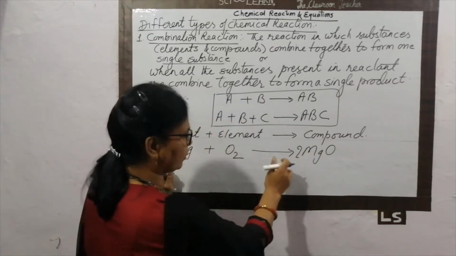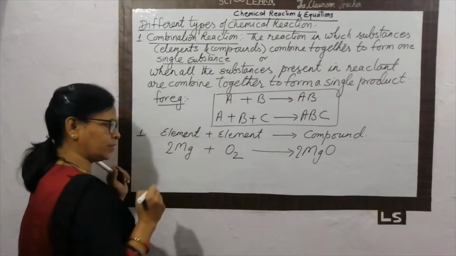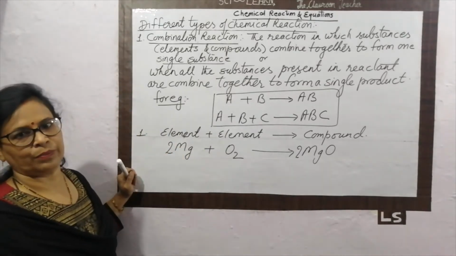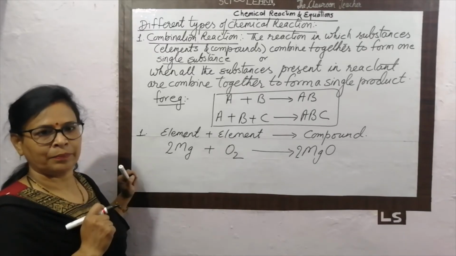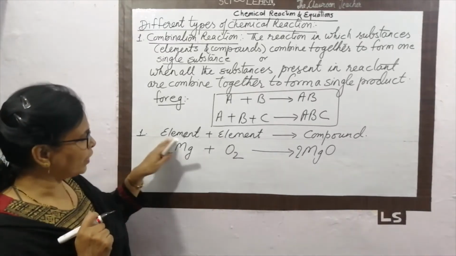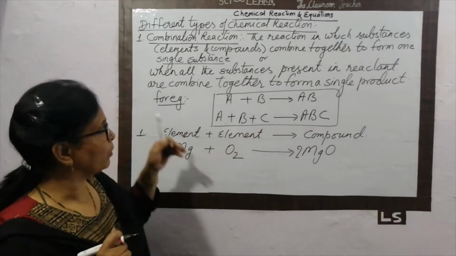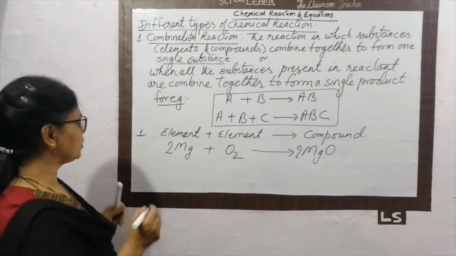Now oxygen is 2 and 2. But Mg is 2 here, so we have to put one more 2 here. It is a balanced chemical equation. I don't think it is tough, but we have to practice it. So this is the combination of element and element to form compound. This is one type of the combination reaction.